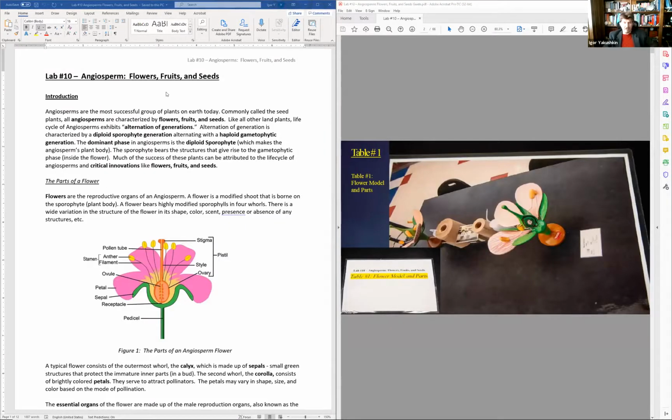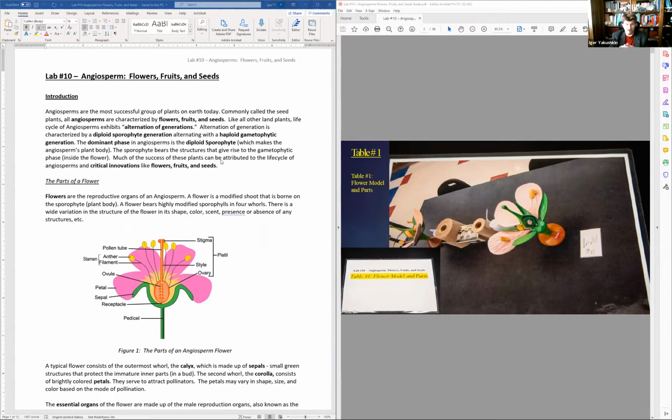Okay, lab number 10 as well as a lab practical review. Lab number 10, angiosperms, flowers and seeds. And today we'll talk about the fruits. And remember, we have two different major types of fruits, the fleshy one and the dry, relatively easy to identify.